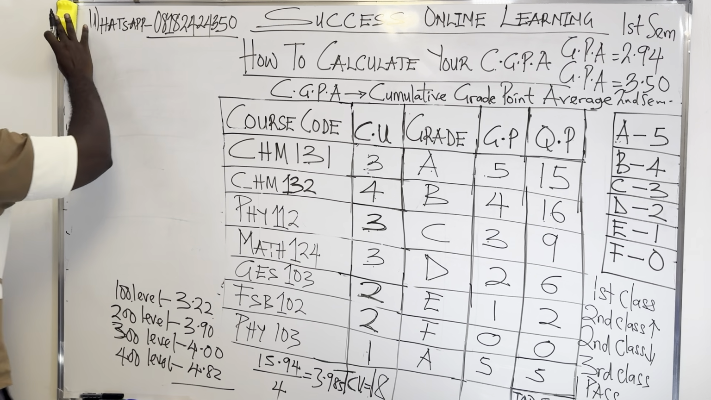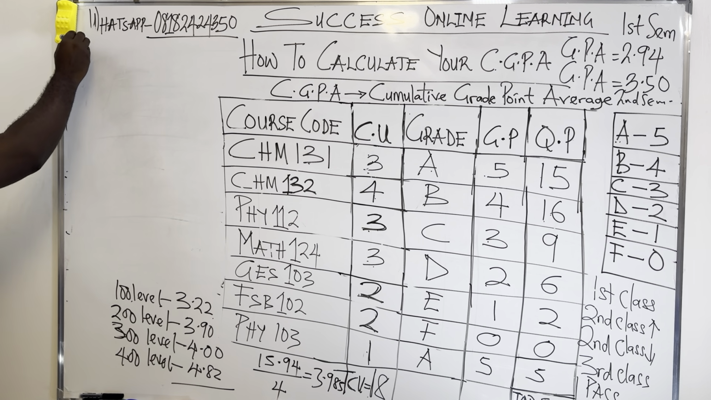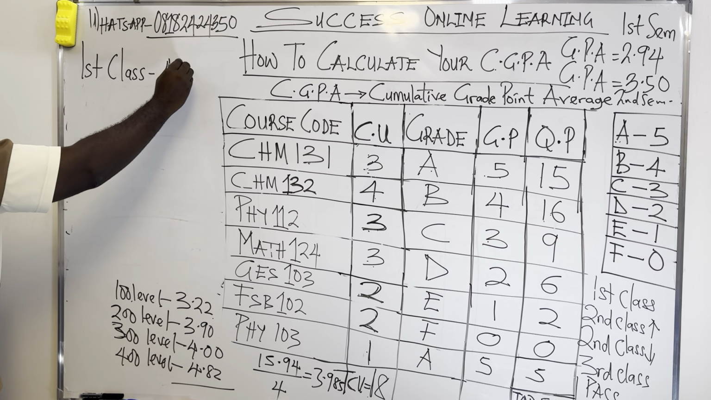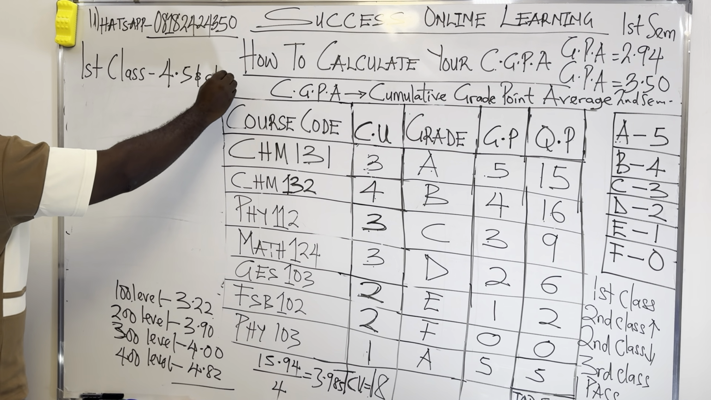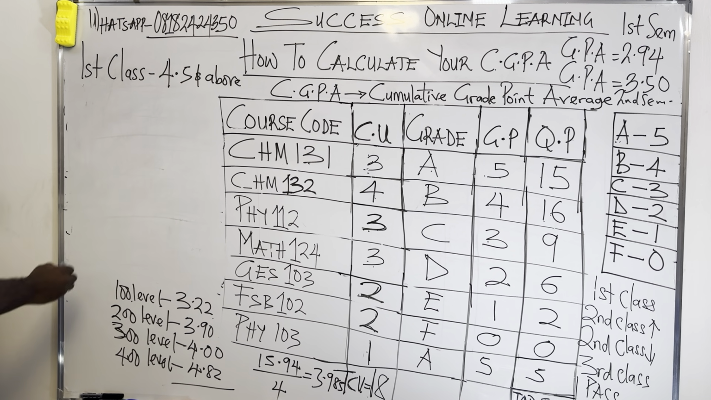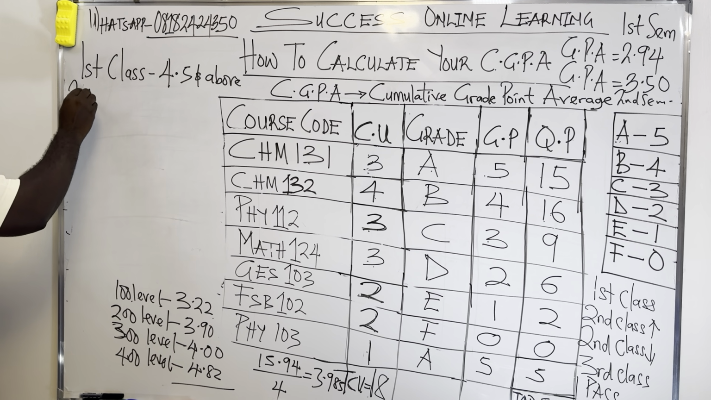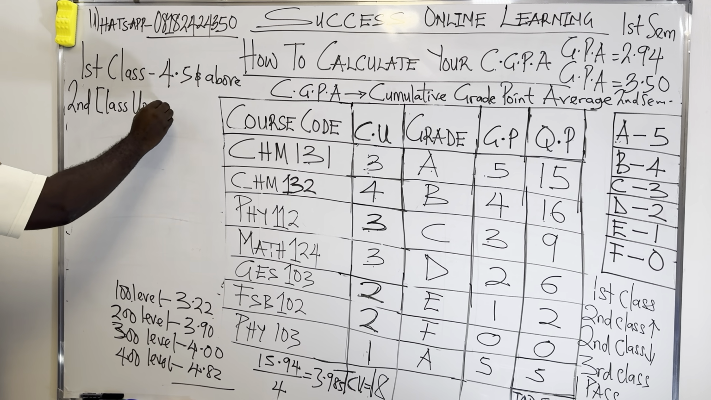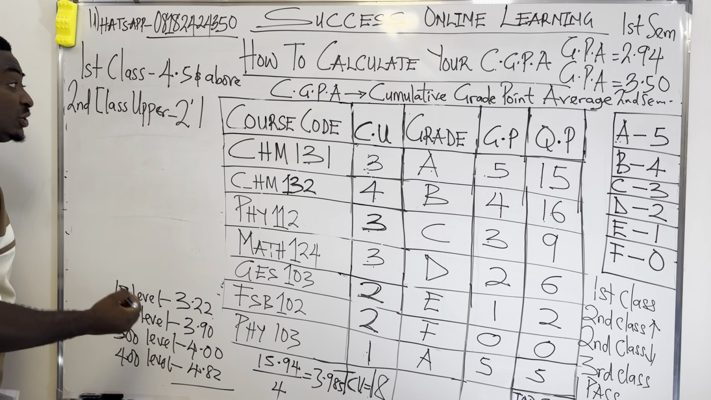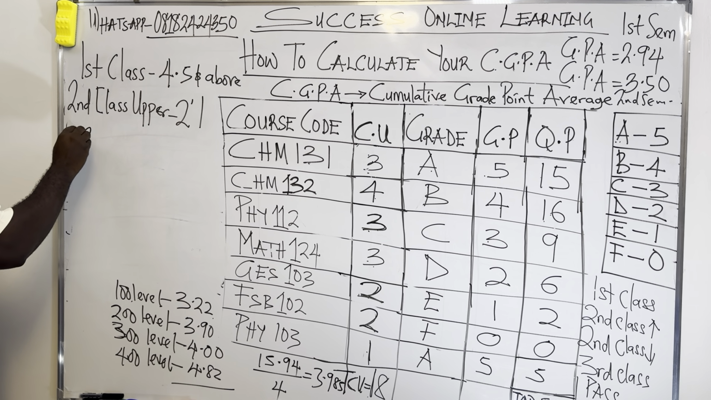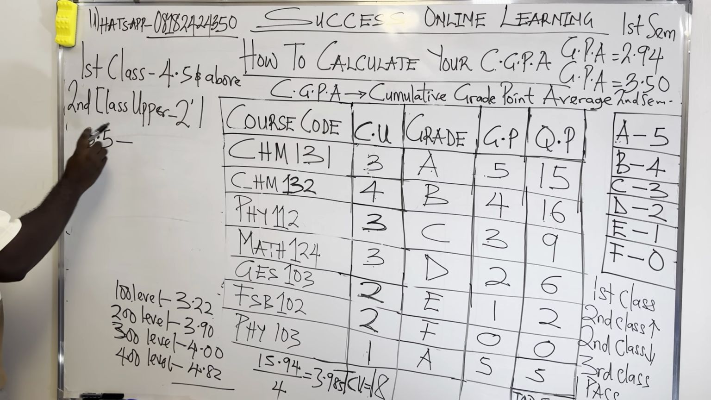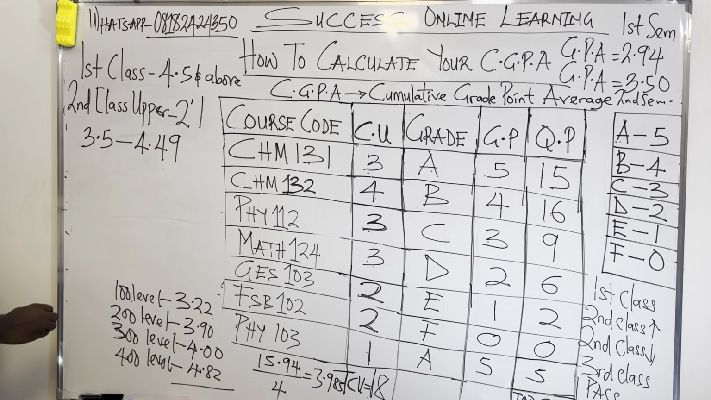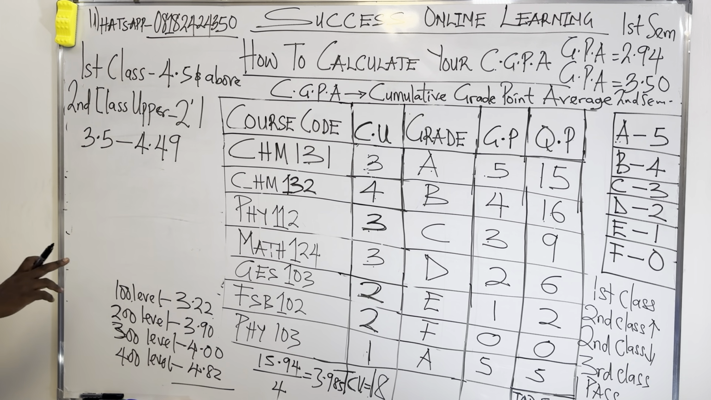So class, I want to show you what CGPA is needed to have a first class. For a first class, your CGPA should be 4.5 and above. This is the CGPA that will land you in a first class. For a second class upper, we usually refer to it as 2-1. The second class upper is a CGPA of 3.5 to 4.49, just before 4.5.